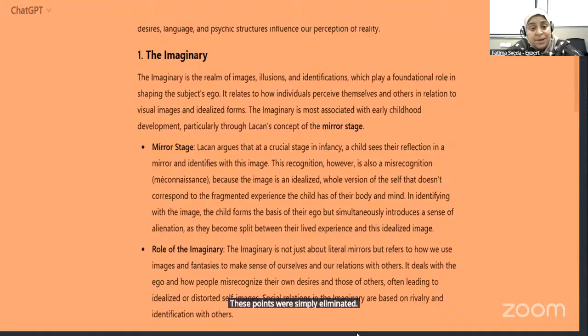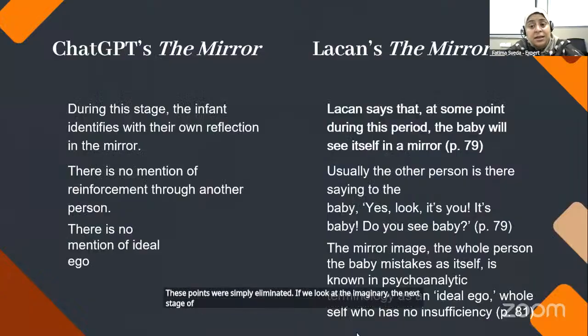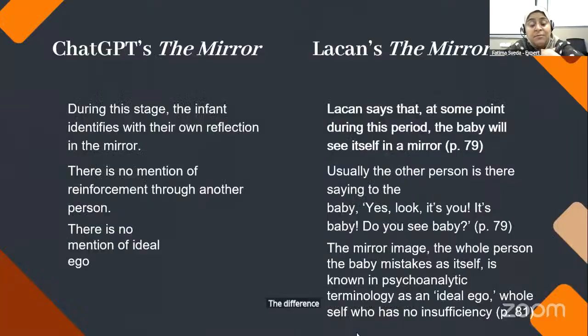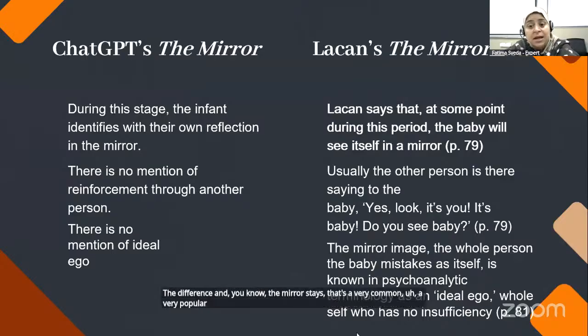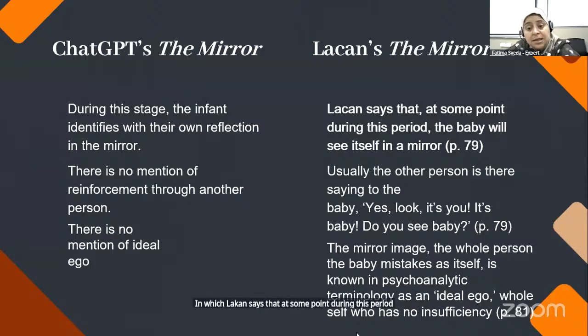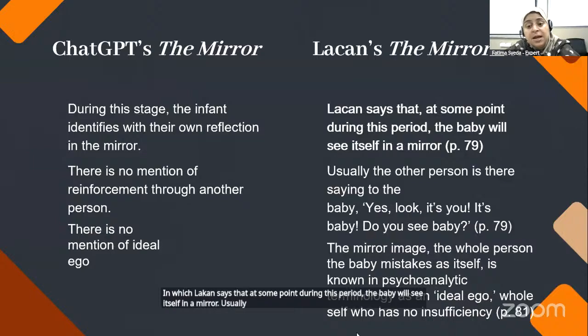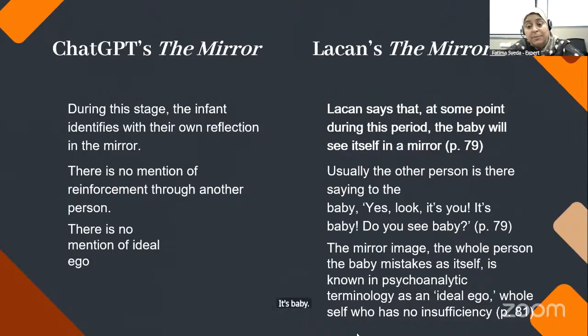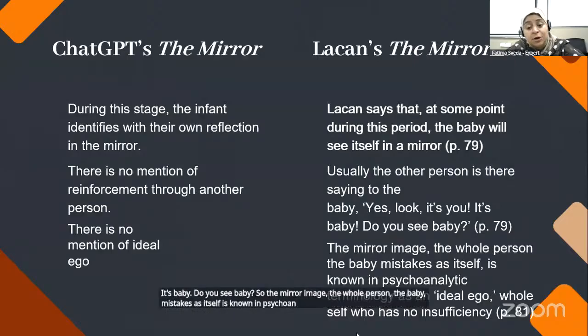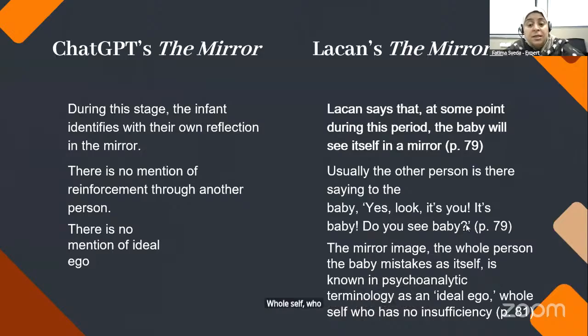If we look at the imaginary, the next stage of Lacan, the difference and the mirror stage, that's a very common, a very popular concept of Lacan, in which Lacan says that at some point during this period, the baby will see itself in a mirror. Usually the other person is there saying to the baby, yes, look, it's you, it's baby. Do you see baby? So the mirror image, the whole person, that the baby mistakes as itself, is known in psychoanalytic terminology as an ideal ego, a whole self who has no insufficiency.